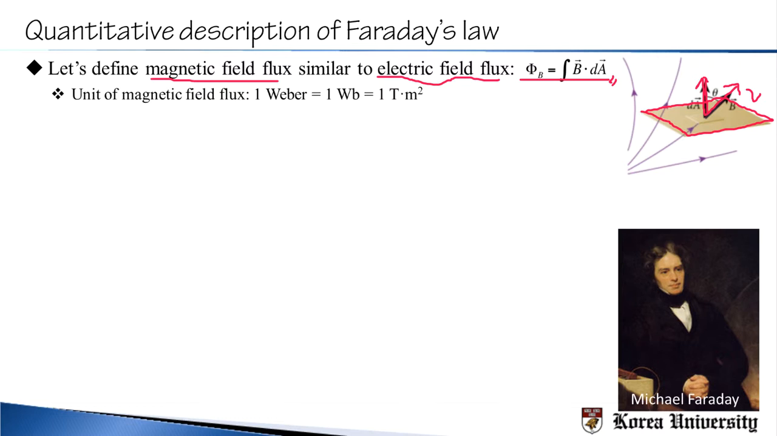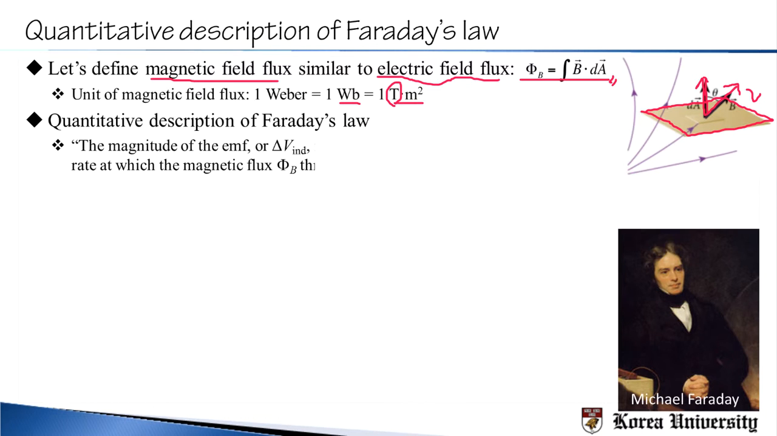In fact, the SI unit of the magnetic field was Tesla. So therefore, naturally, the unit for the magnetic field flux will be Tesla meter square. Okay, and then for this Tesla meter square, we will use the symbol Wb, and this is coming from the German physicist's name, Weber. Okay, and now finally, let's use mathematics to write down Faraday's law.